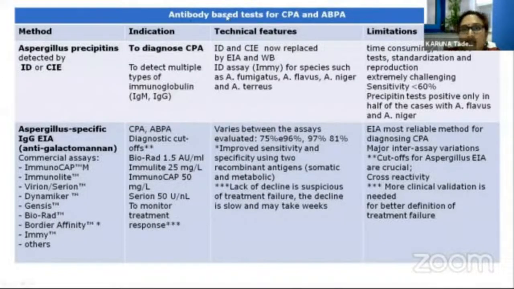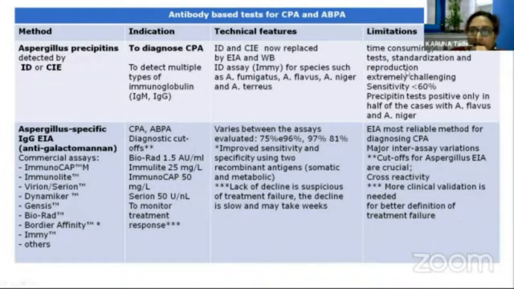Antibody-based tests for chronic pulmonary aspergillosis and ABPA are an area of work, and a lot of research has happened over the years. Precipitins were detected by immunodiffusion or counter-immunoelectrophoresis to detect chronic pulmonary aspergillosis, and multiple types of immunoglobulin were targeted, IgM, IgG. These techniques have now been replaced by enzyme immunoassay, Western blot, and immunodiffusion assay. It was mostly for the common species, specifically Aspergillus fumigatus, flavus, niger, or terreus.